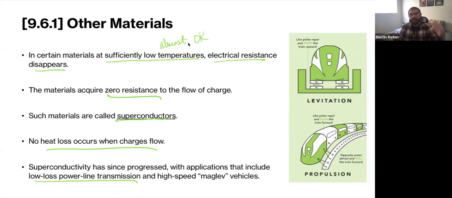You also have maglev trains. I think there are some in Japan, but they're very high speed because they're low friction, right? They have these superconducting magnets that cause them to levitate. And then what you can do is alternate the polarity on the magnets, and that's how you can send these trains down the track. This alternating polarity will push them forward. So this is a really neat use of these superconductor materials.